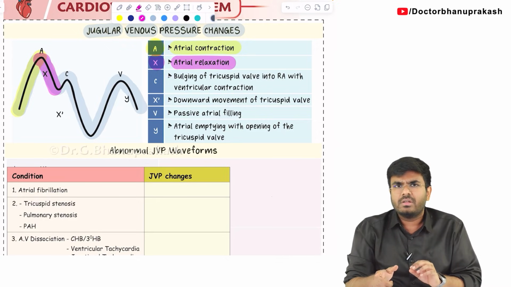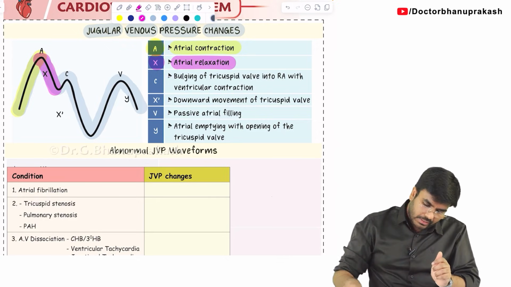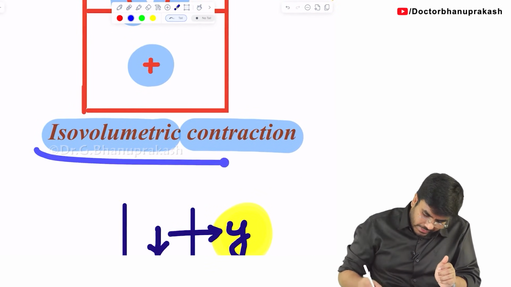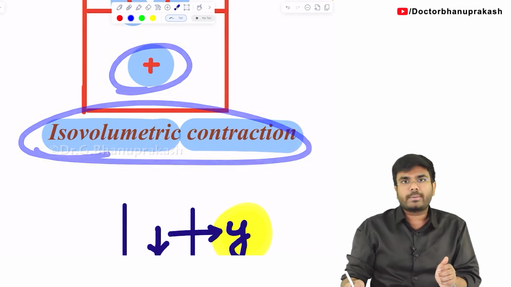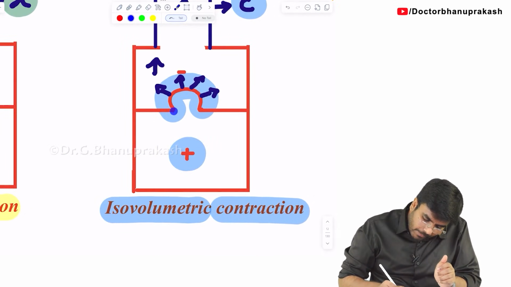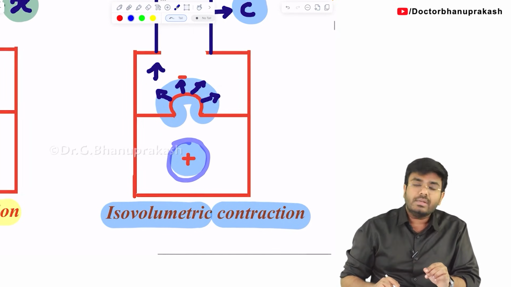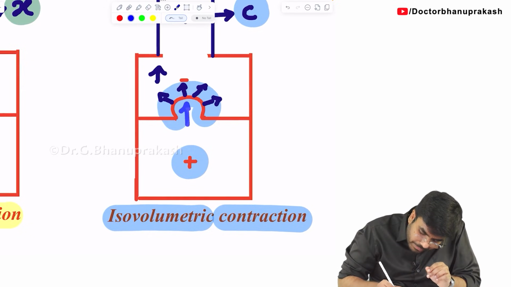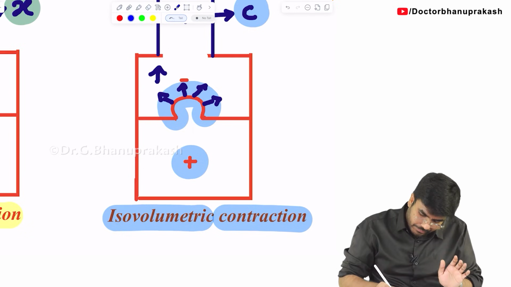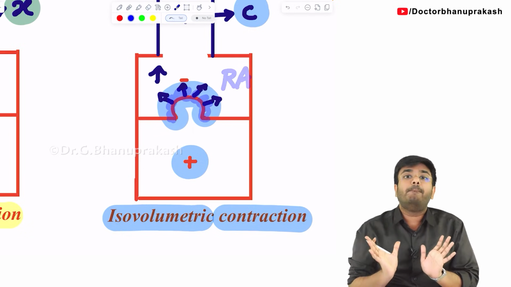First atrial contraction, followed by isovolumetric contraction of the ventricles. Now look carefully here. The next phase is isovolumetric contraction. Who is going to contract now? Now the ventricles are going to contract. You know, when the ventricle, this right ventricle, is contracting, it causes the bulging of the tricuspid valve. So when the ventricle is contracting here, because of the pressure, it pushes the tricuspid valve into the right atrium. So into the right atrium, this tricuspid valve is being pushed.